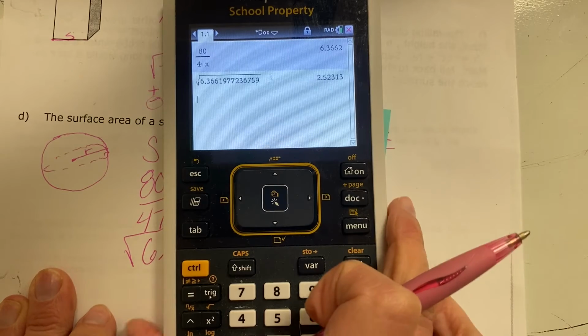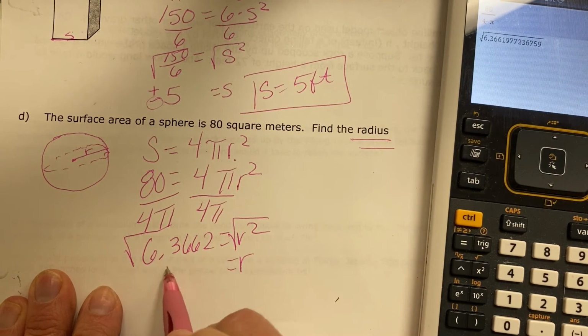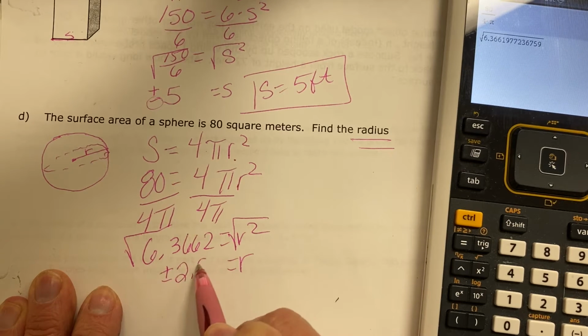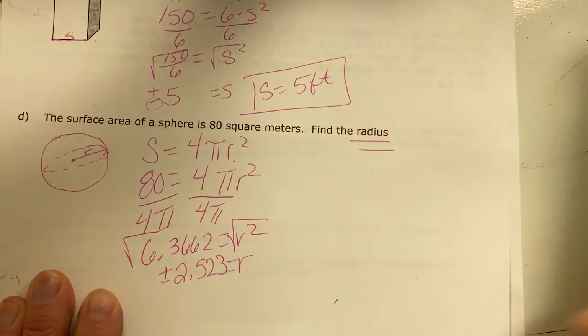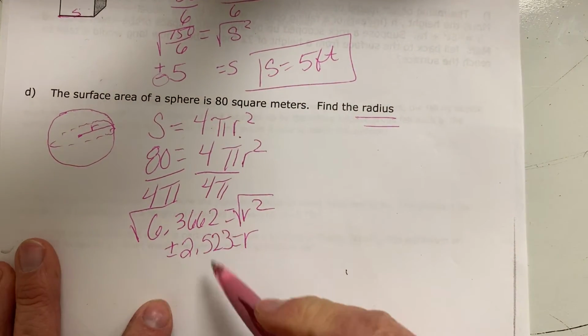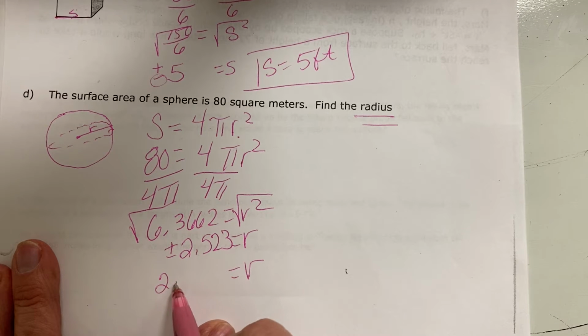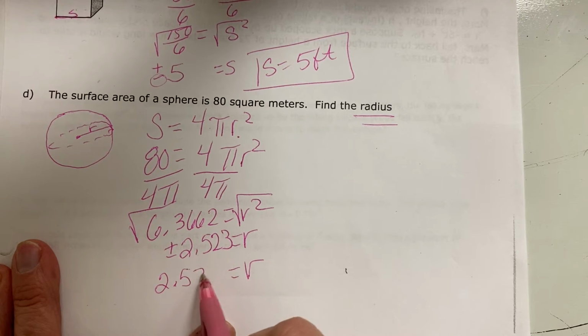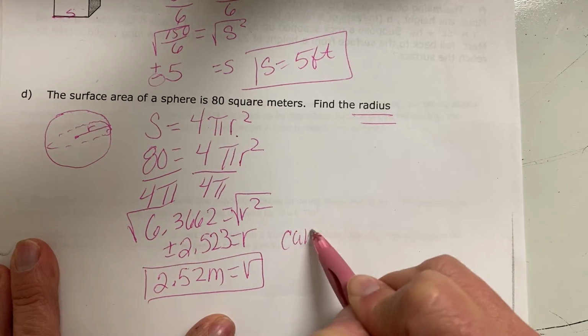And then your answer is going to be r is equal to plus or minus 2.523. And since we're looking for a radius, our radius cannot be negative. So r is equal to 2.52, and that's going to be meters. So we cannot have negatives.